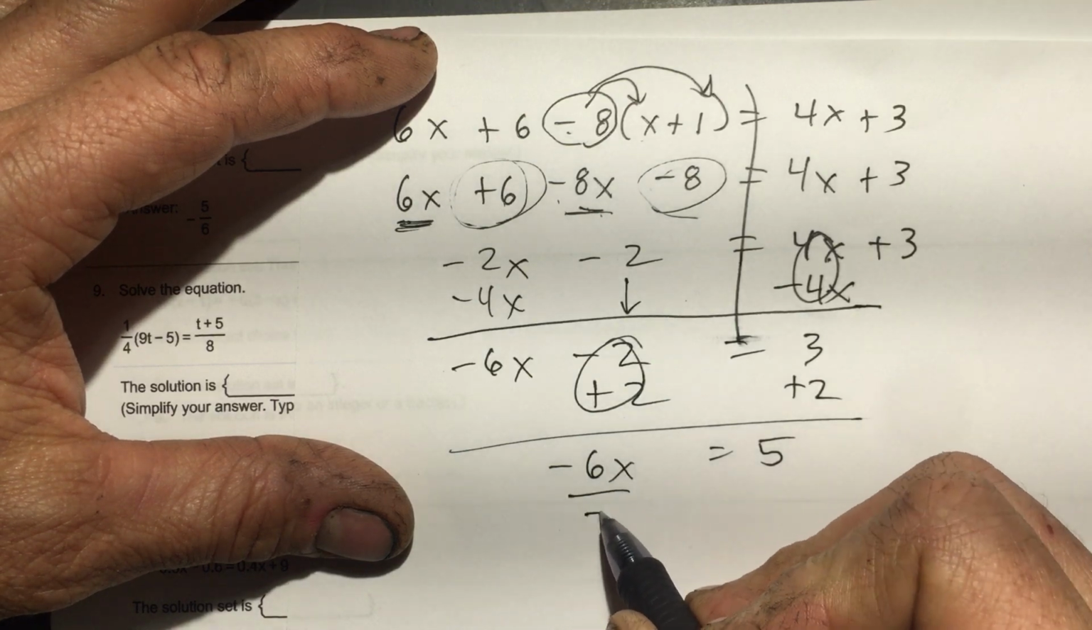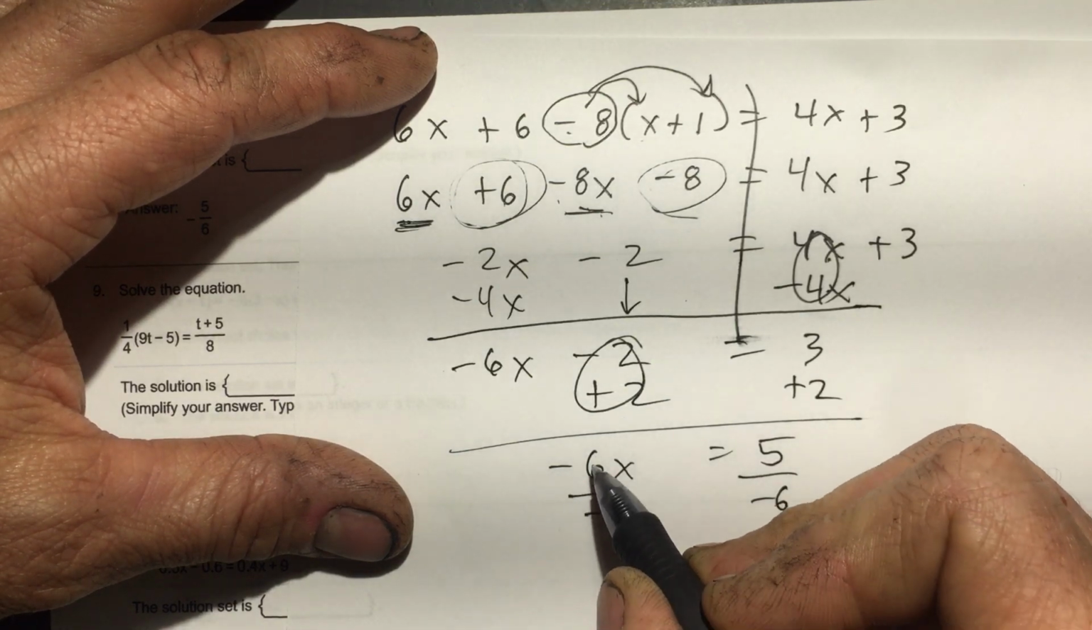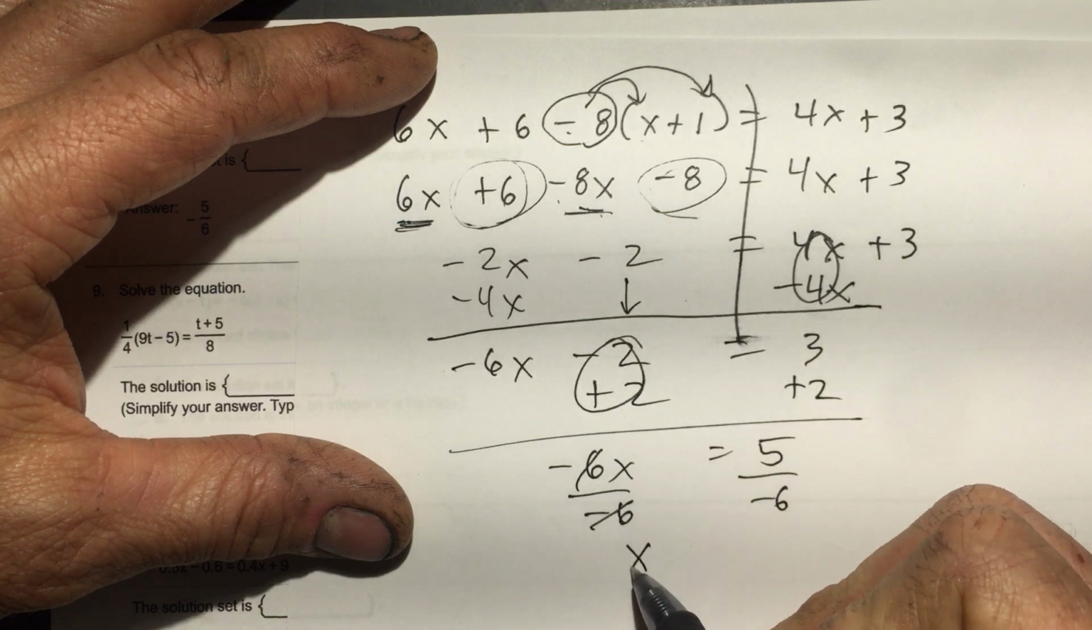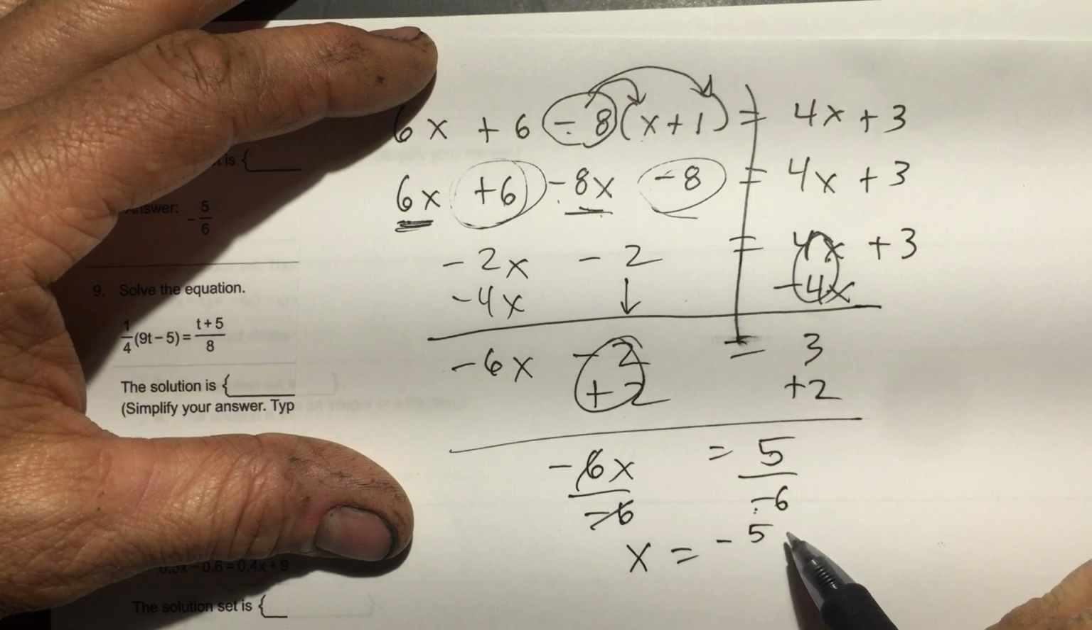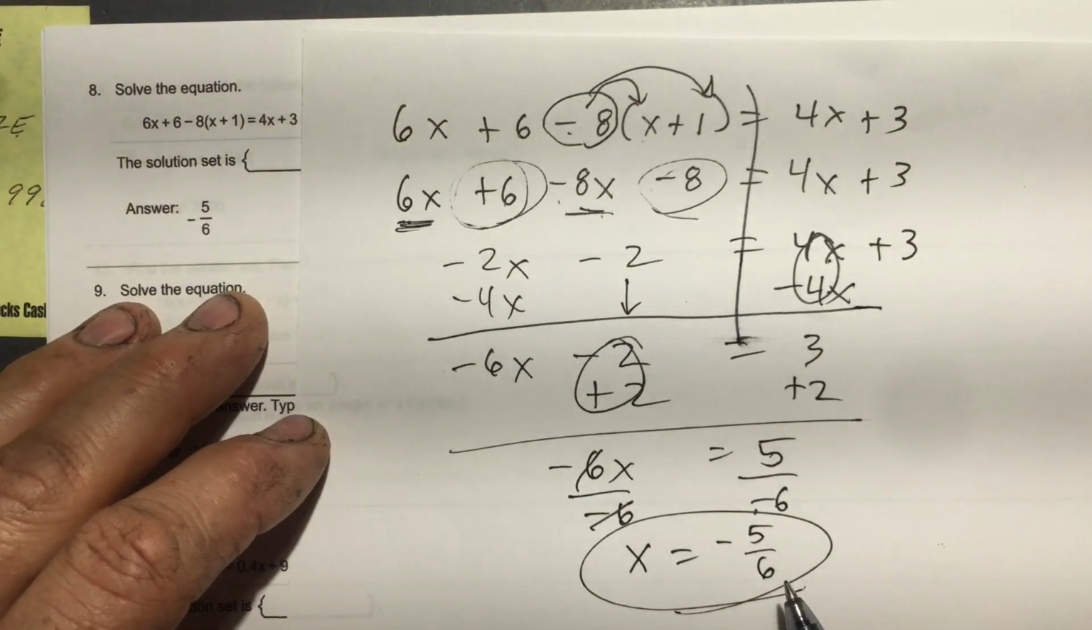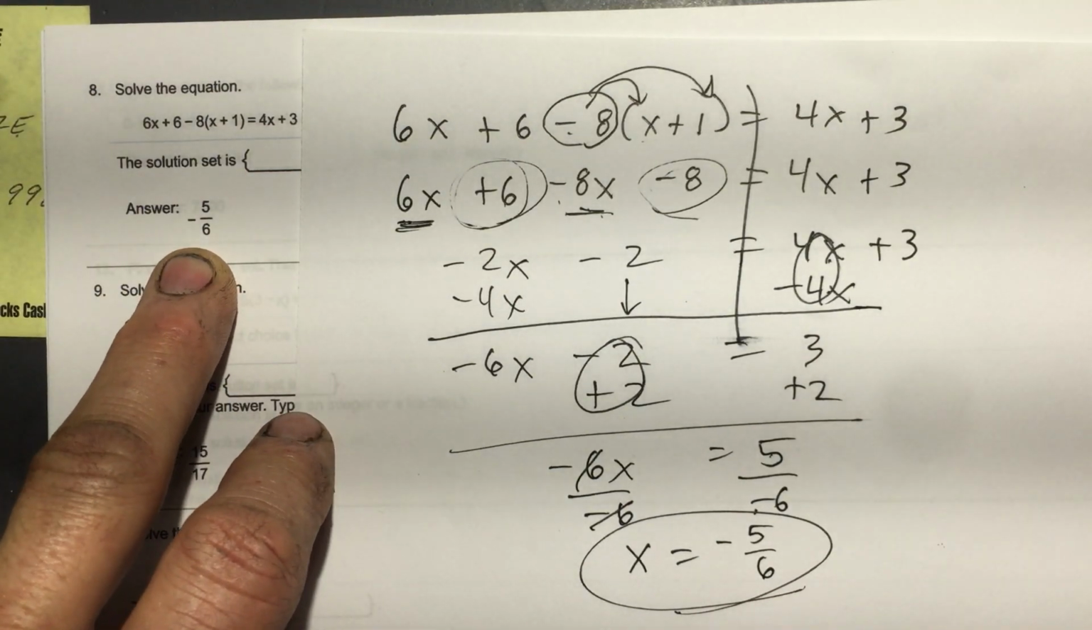All right, and same situation as before. I'm going to divide by negative 6, which makes these cancel, and x equals negative 5/6. There's my answer, and that's what it said up here. All right, so we're in good shape.